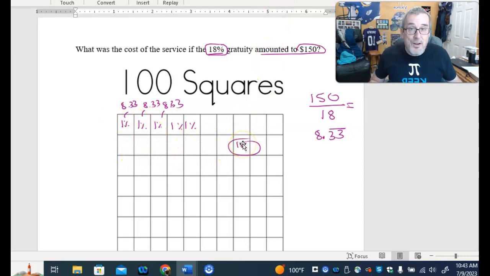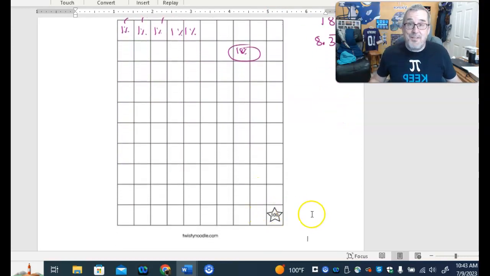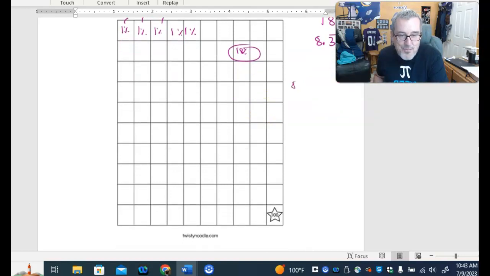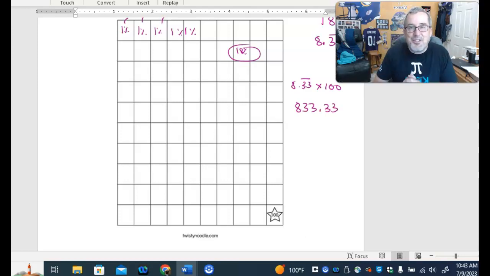$150 would be 18 of the squares. Well, what would 100% then be? What would the whole cost of the service be, all 100 squares? Well, if each square is 8.333 repeating, and there's 100 of those squares, I have 100 copies of 8.33333. What's 8.333 times 100? Well, it would be 833.33. So to the nearest penny, contextual here, we're talking about money, the whole service would be $833.33.